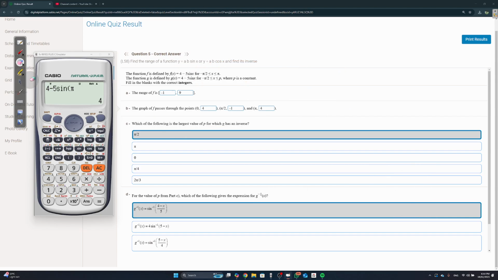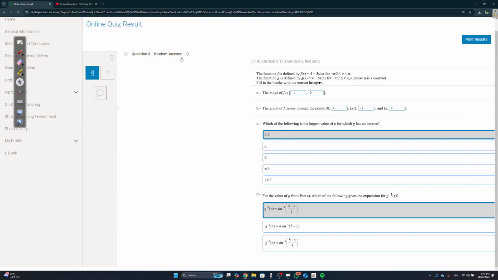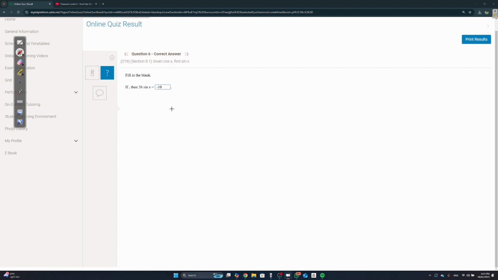Question 6. If cosine x is minus 12 over 13, then 26 sine x is what? It's quadrant 3, 180 to 270. So from here to here, we're working in quadrant 3. In quadrant 3, sine is negative. So when you take the root, you have to take the negative root.